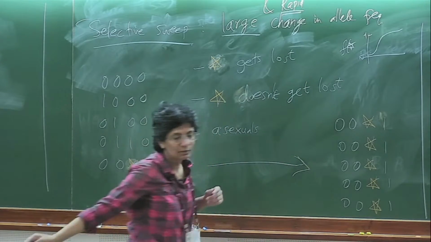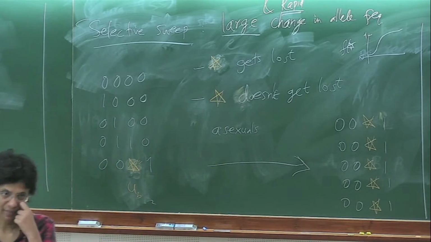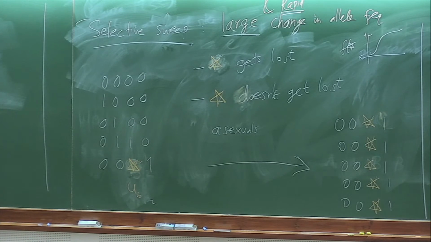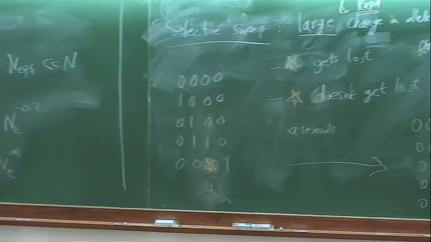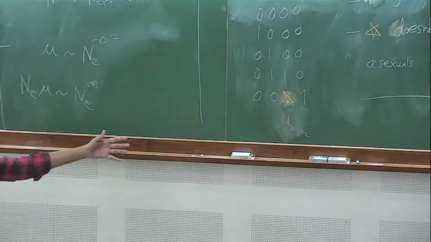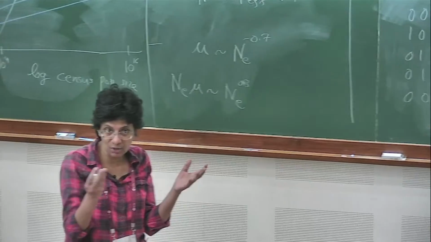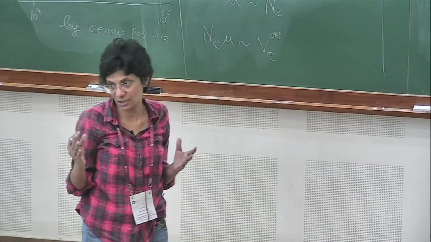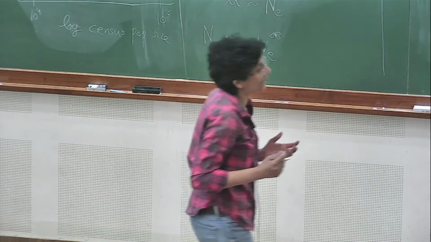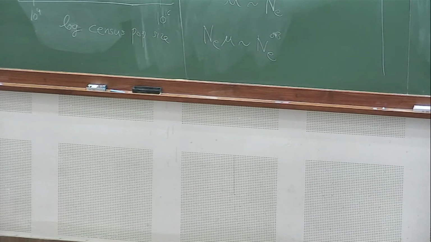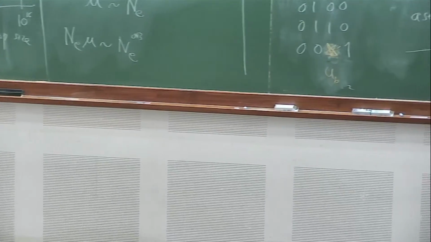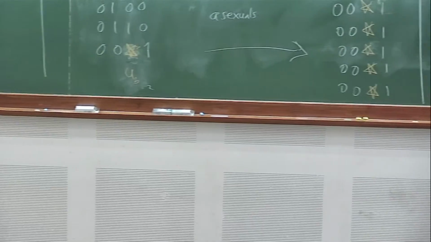Why rapid? Why do I say rapid change? Because recombination will break the association. We have another scale, right? So its frequency change should be a rapid change. So that's called a selective sweep. And the sweep that I described is the simplest thing. It's called a hard sweep, but there are soft sweeps also.